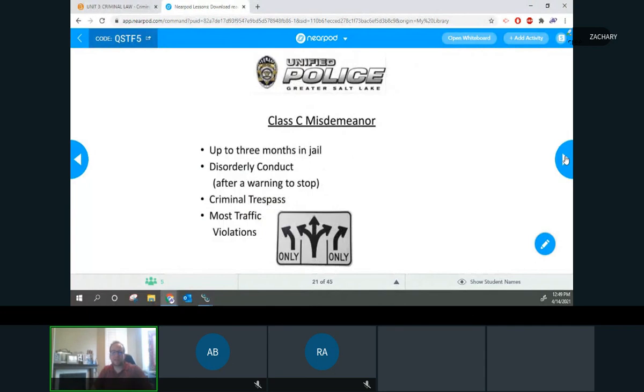A Class C misdemeanor is up to 3 months in jail. Disorderly conduct is one after warnings to stop, okay? Criminal trespass, and then most traffic violations.